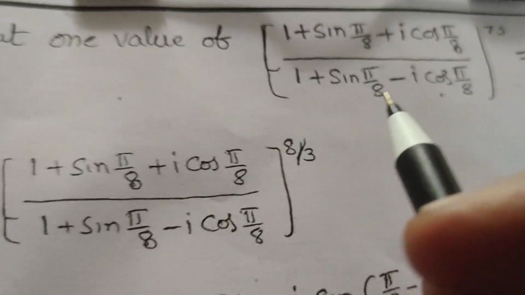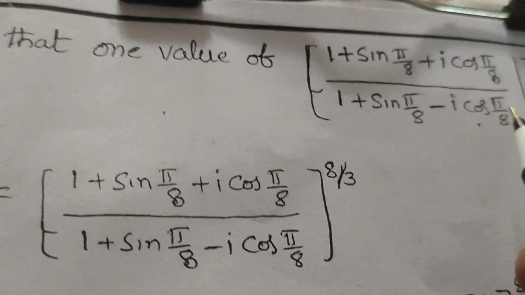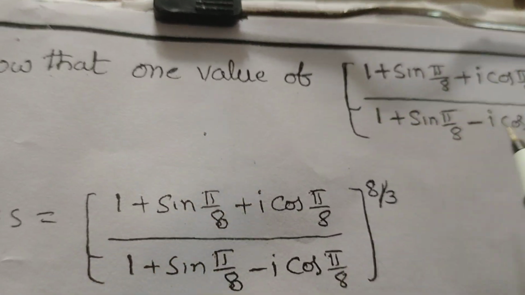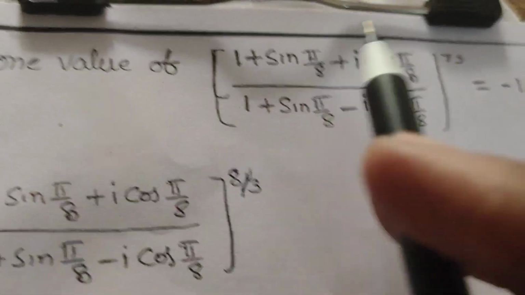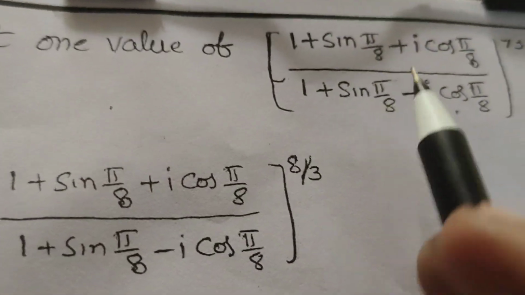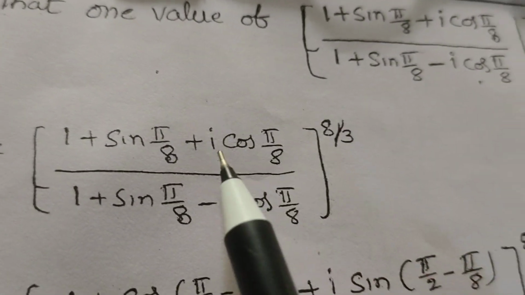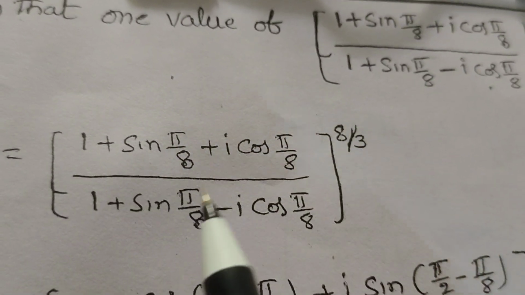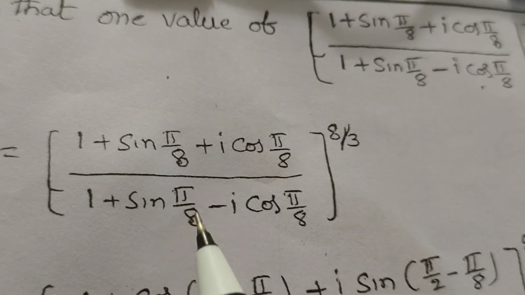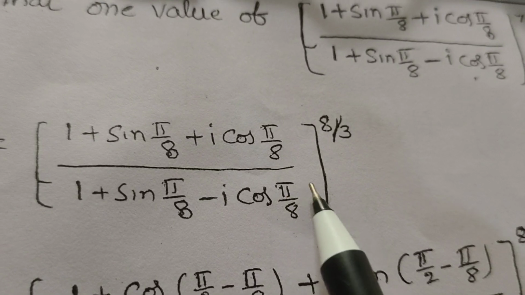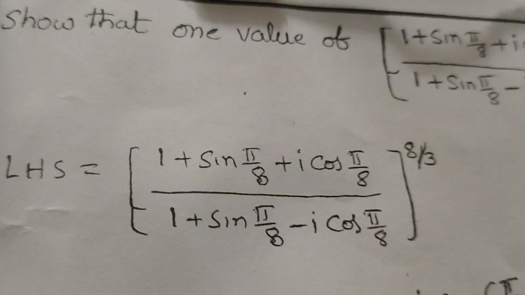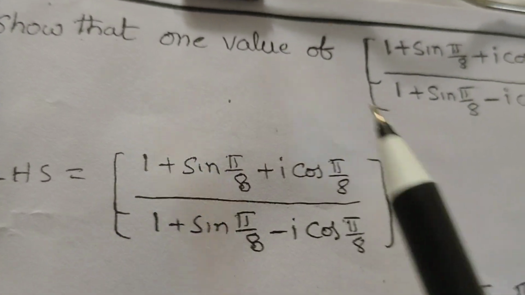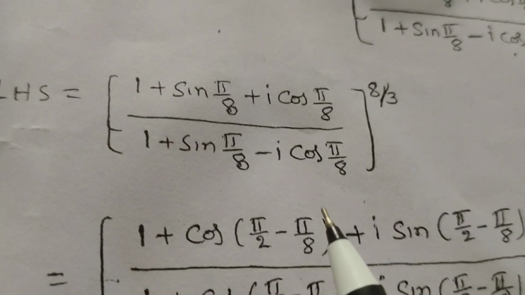Here in this problem, it is complex analysis. First of all, in this given problem, consider the LHS. What is the LHS? ((1 + sin π/8 + i cos π/8) / (1 + sin π/8 − i cos π/8))^(8/3). Here we consider only the LHS of the given problem.